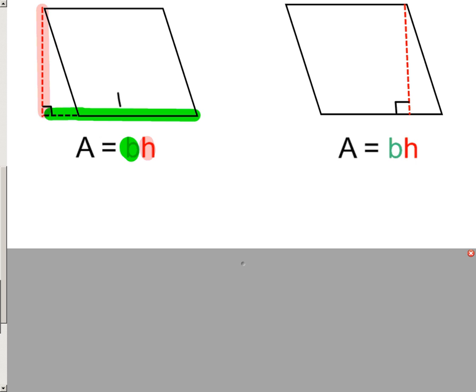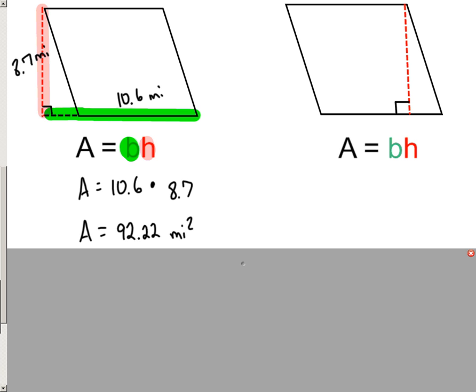So let's just say this is 10.6, and let's just say this is 8.7. No worries, you pull out your calculator, and you just plug it in the way it is. Base is 10.6 times the height of 8.7. Answer would be 92.22, or 92 and 22 hundredths. That's without rounding. And if we said that this was in miles, then we would need to say it's in square miles, or miles squared.